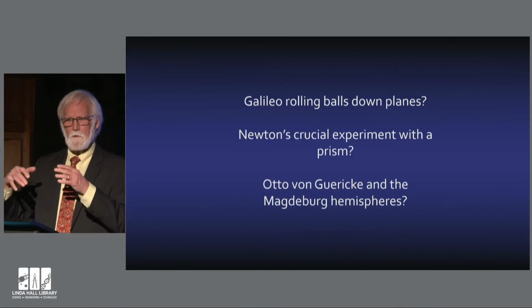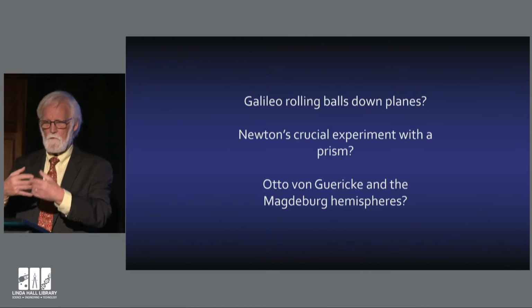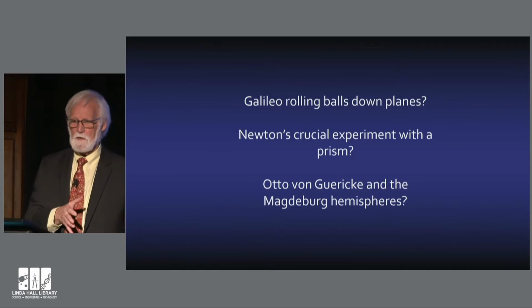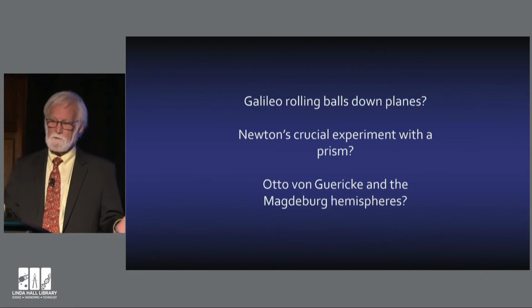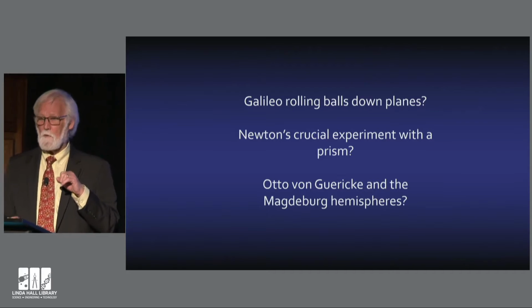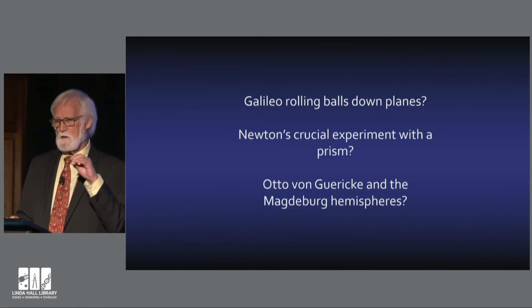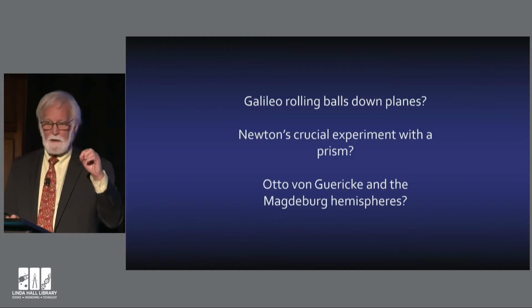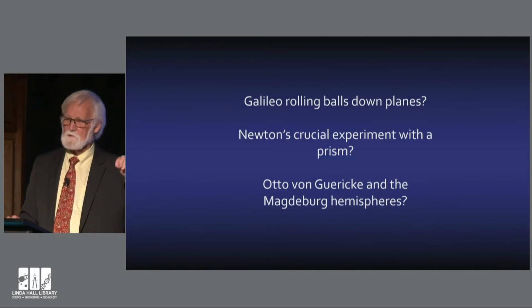So Galileo discovers the law of falling bodies by rolling balls down planes. So that's not very exciting, but it'd be a nice picture, right? Newton does a very famous experiment where he sends light through a prism, and then he takes some of the light, the red light, and sends it through another prism, and it doesn't change anymore.